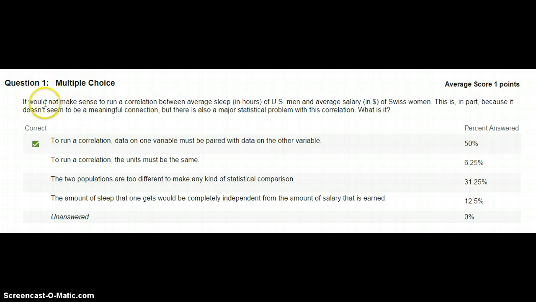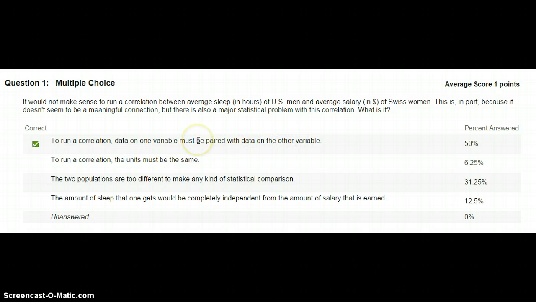So the first one, which may not have been your number one, is about this correlation between average sleep of U.S. men and average salary of Swiss women. Part of the issue is it doesn't make a meaningful connection, but there's a major statistical problem. The correct answer here is that data on one variable must be paired with data on another variable.